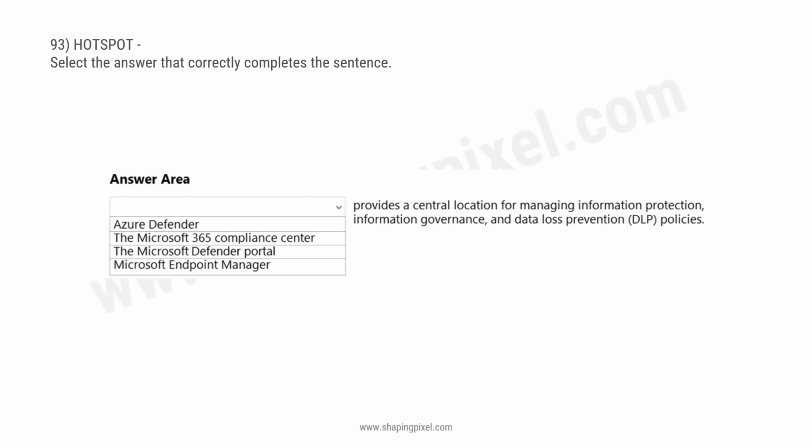Question number 93. Select the answer that correctly completes the sentence. Dash provides a central location for managing information protection, information governance, and data loss protection policies. And we have the following four options: Azure Defender, the Microsoft 365 Compliance Center, the Microsoft Defender Portal, and Microsoft Endpoint Manager. So the right option here is the Microsoft 365 Compliance Center.